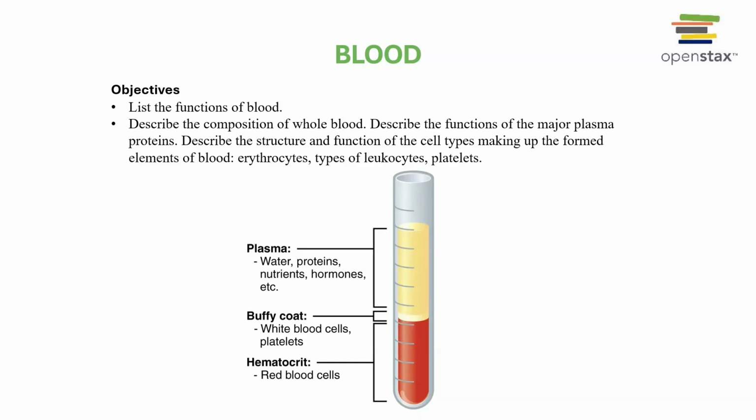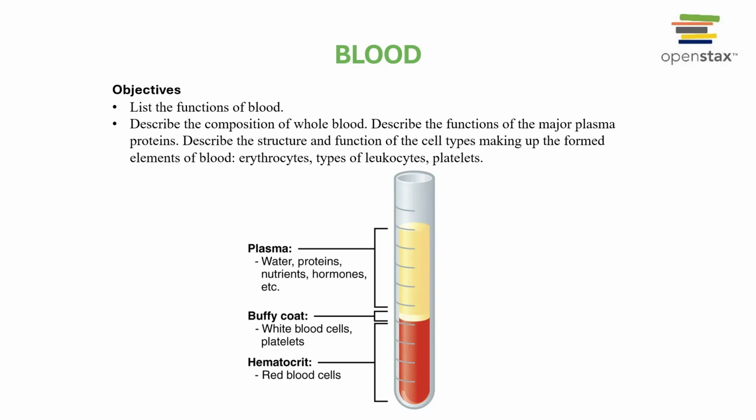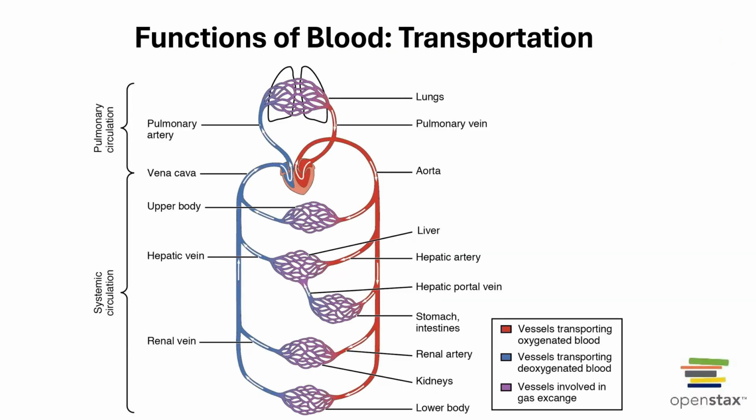In this video, you will learn about the structure and functions of blood. Blood has several major functions, including transportation, defense, and maintenance of homeostasis. I will describe the composition of whole blood, the functions of the major plasma proteins, and the functions of the formed elements of blood: erythrocytes, leukocytes, and platelets.